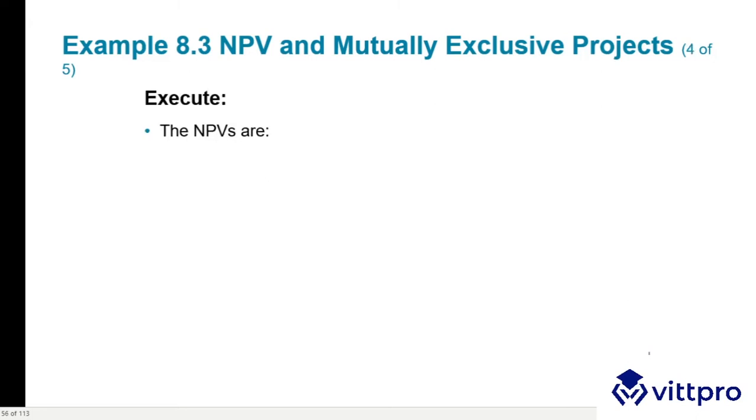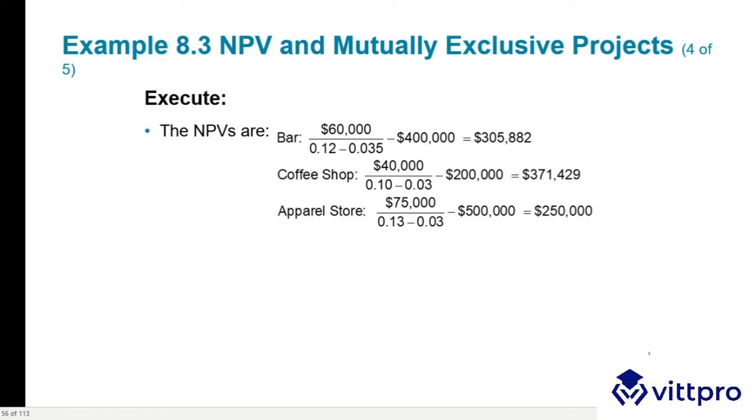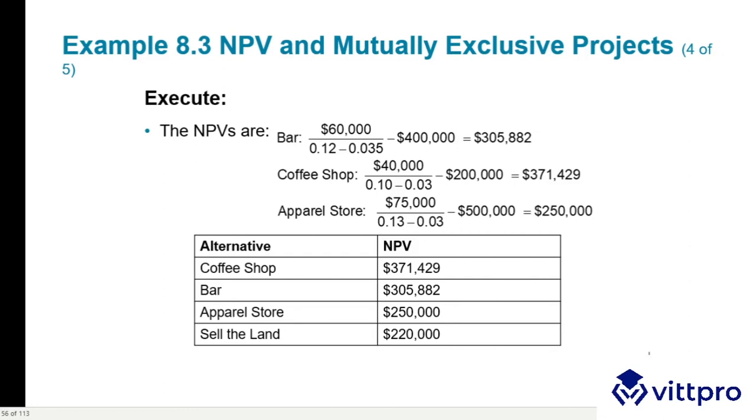So if you do it right, you should get an NPV of 305,000 for the bar, 370,000 for the coffee shop, and 250,000 for the apparel store. The comparison of all the investments is: coffee shop you get 375, bar you get 305, apparel store you get 250, and if you sell the land you get 220,000. So you will make a choice because it's a mutually exclusive project. You can accept only one of them. So you will choose the one with the highest NPV, which means the coffee shop. So you will invest another 400.